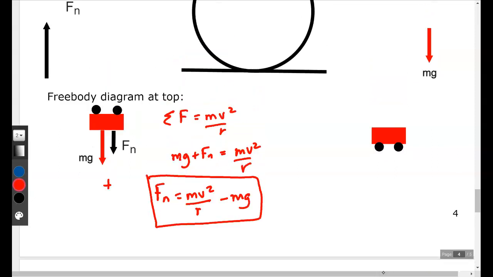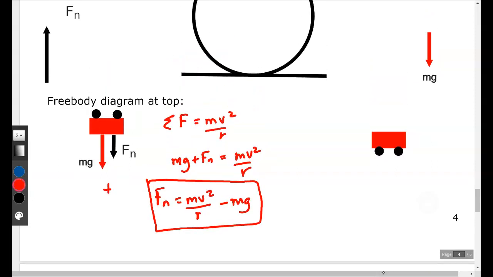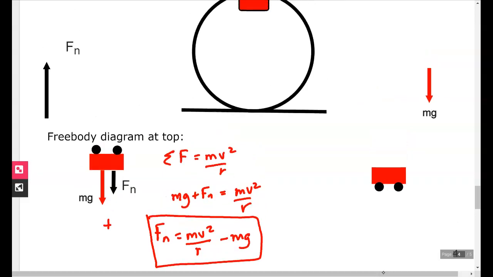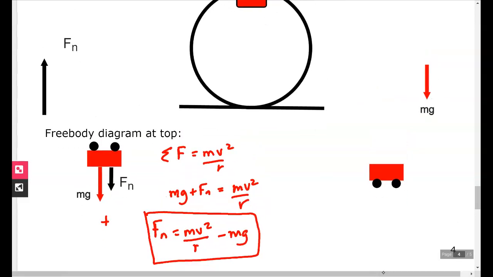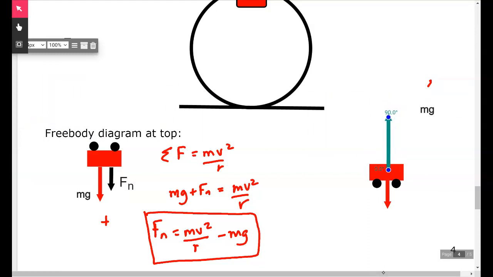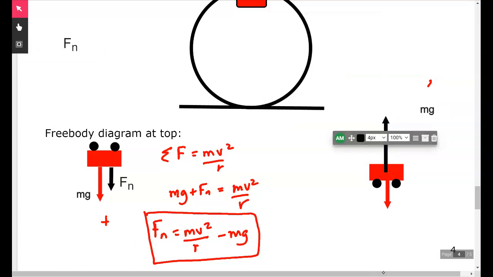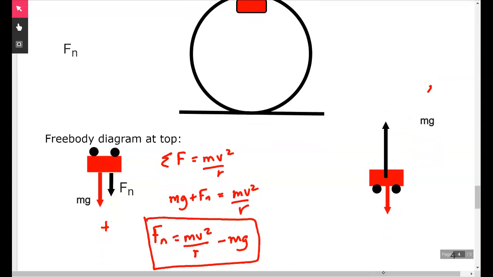Okay, we'll say that this is the bottom. Let's label it. What are the forces there? On the bottom we have a normal force and a weight force. Let's put the weight force on first. Of course, we have a weight force and we have a normal force. Now, at the bottom, the normal force has to be bigger. Why? Because if they were equal, there'd be no net force towards the center.